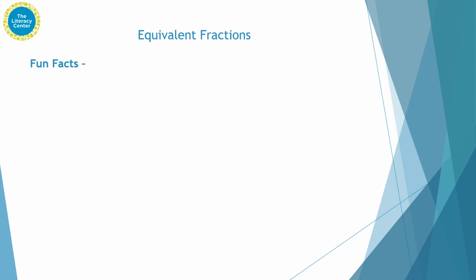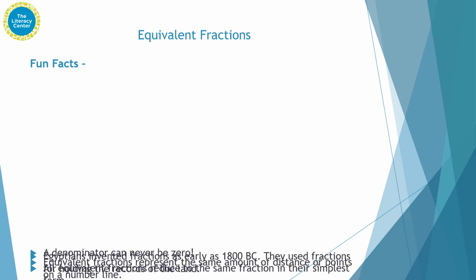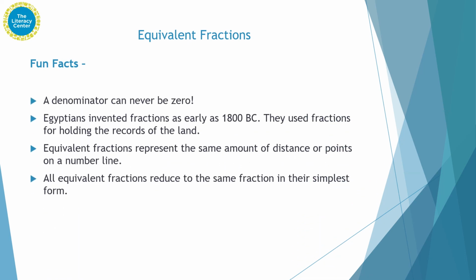So let me share some fun facts about fractions with you here. A denominator of any fraction can never be 0. Egyptians invented fractions as early as 1800 BC, and they used fractions for holding the records of the land. Equivalent fractions represent the same amount of distance or points on the number line. All equivalent fractions reduce to the same fraction in their simplest form.